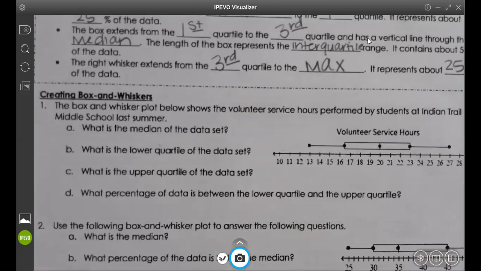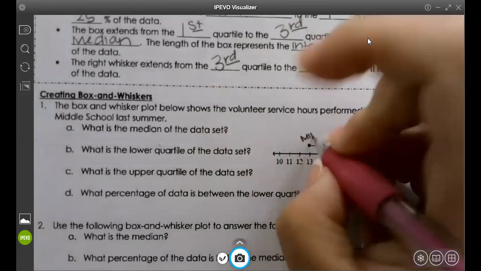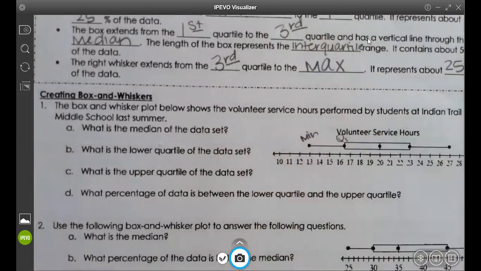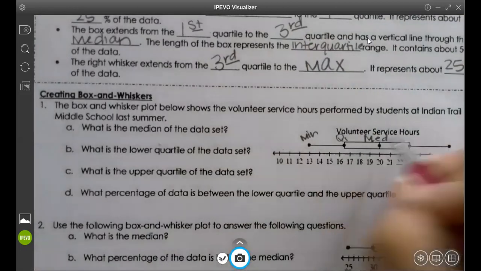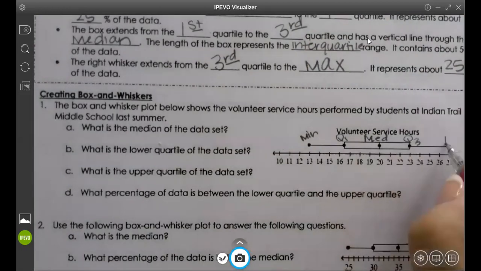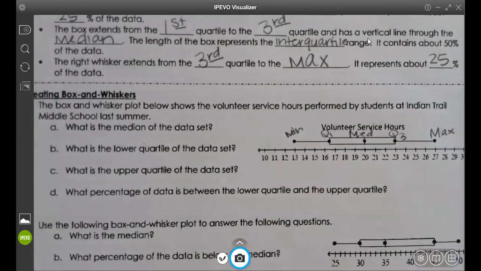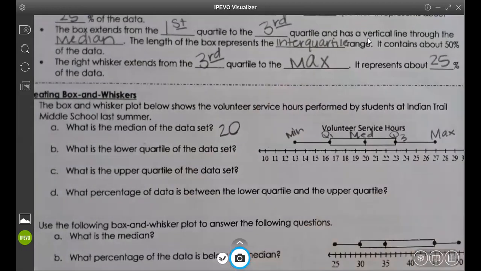It says, what is the median of the set of data? So remember, the first number is our min. The second one is our Q1. The middle is our median. Then we have Q3 and our max. It always works like that every single time. And then you just answer the questions. So what is the median of this data set? 20. You use that number line and you write your answer down. Everybody good?